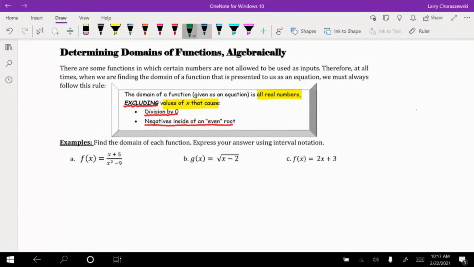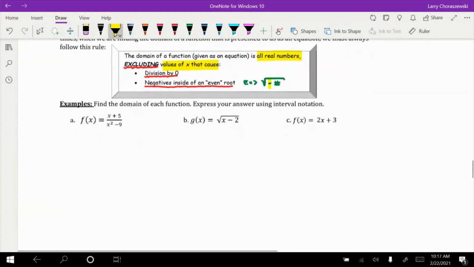And by the way, what I mean by even root, here's an example, would be something like the square root of a negative number. So if there are any x values that create negative numbers inside of a square root, then we don't include those as part of the domain.